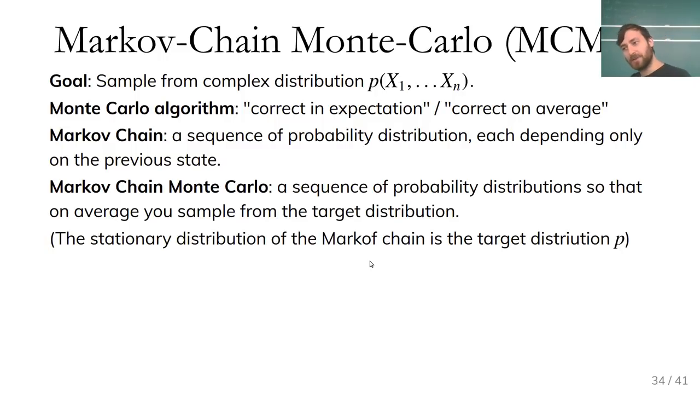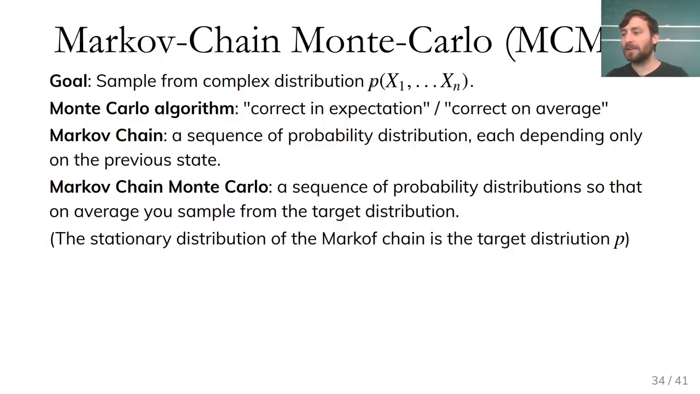And so what is this combination? Markov chain Monte Carlo is a sequence of probability distributions so that on average you sample from the target distribution. We want to sample from this P, but P is really complicated and hard to sample from, so now we're going to construct a chain of distributions that on average approximates P.